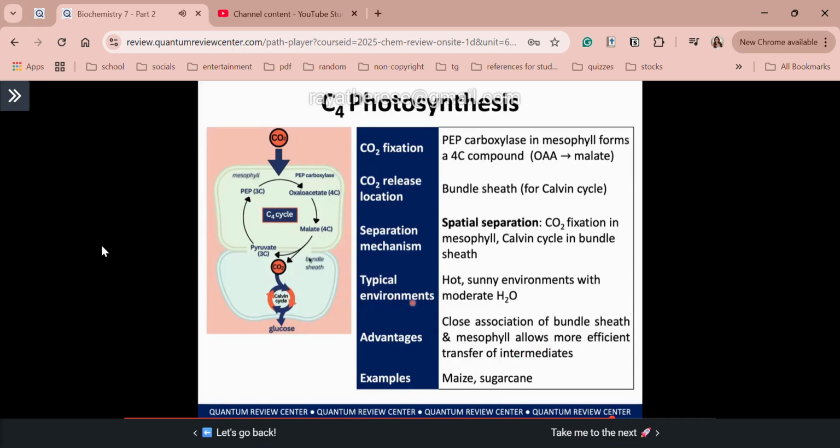Okay? So again, the typical environments where plants evolved to have C4 photosynthesis include hot and sunny environments with moderate sources of water. For instance, we have maize or corn, I'm sorry class, corn or sugar cane. Alright? So these are the prominent examples of plant organisms that are capable of C4 photosynthesis.